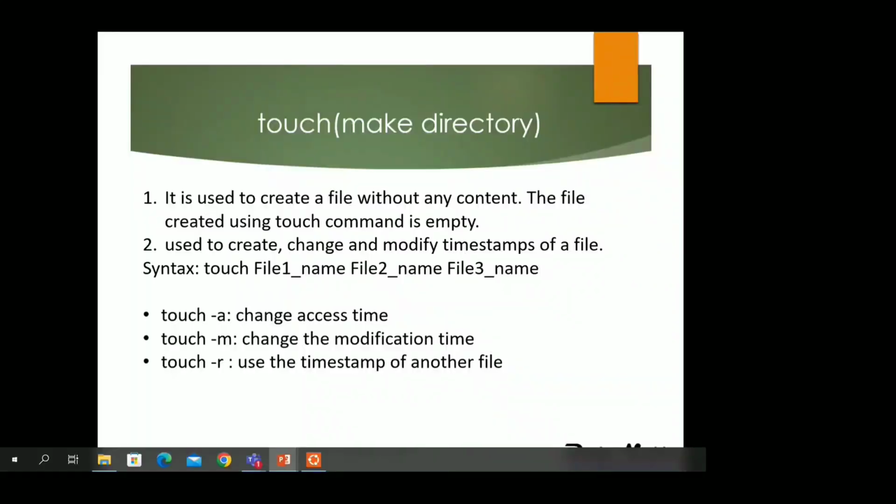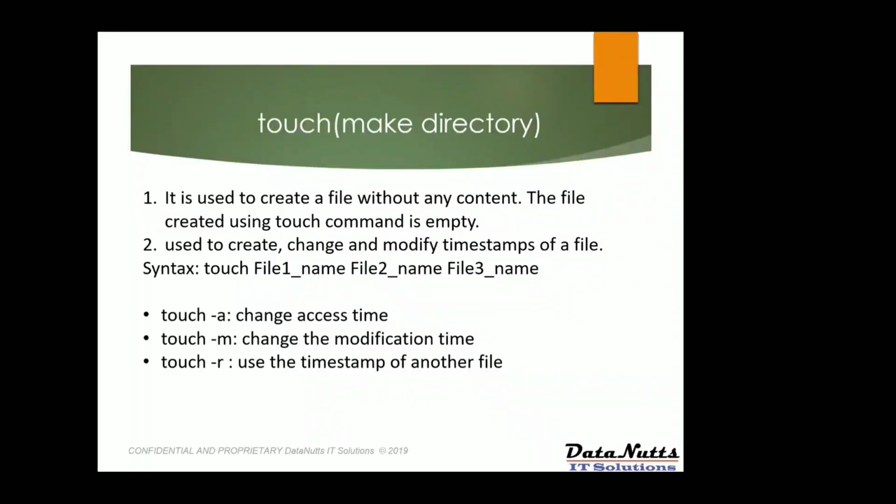So we have touch minus a. What does touch minus a do? It changes the access time. Let's suppose I have accessed this file 10 days back. If I type touch minus a and the file name, it will change the access time, so it will show me my current time as my access time. If I say touch minus m, this will change the modification time. Access time is when I opened it last, modification is when I have done some modification in the file.